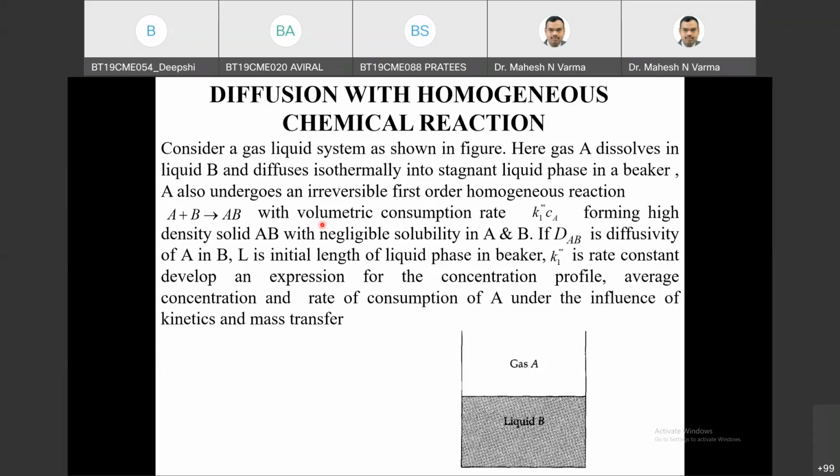Advanced transport phenomena. Today's problem and tomorrow's problem will be mostly dominated by mathematical techniques, how to solve the problem, rather than physics. Physics is very simple. That is what we are going to see. So take down all the information in the given problem and we'll try to solve it.